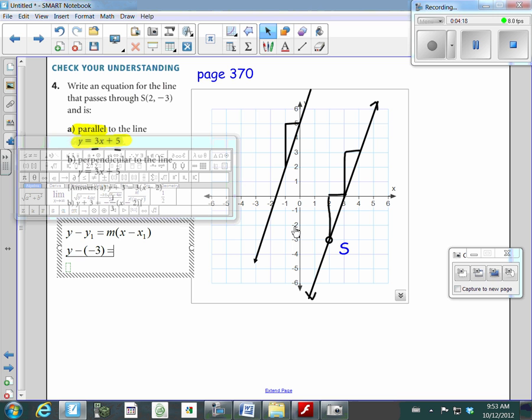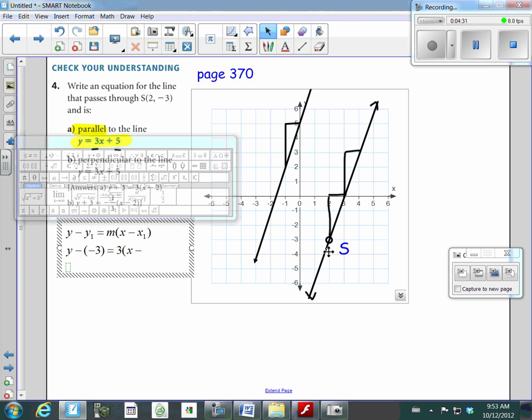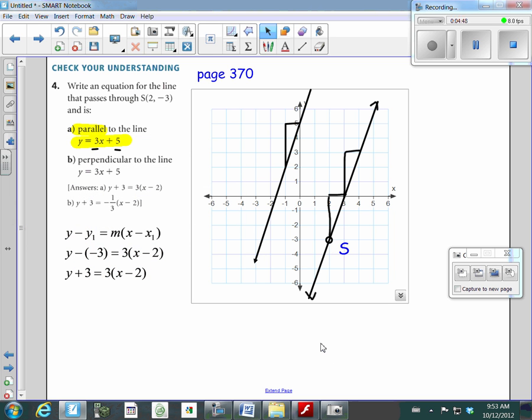equals the slope. We're given that as well because remember the slope of this line is parallel to this line. So the slope as we were given is 3. Bracket x minus the x value at the point given was 2. So let's simplify that and we get y plus 3 equals 3 bracket x minus 2. So that's the equation of that line in point-slope form.